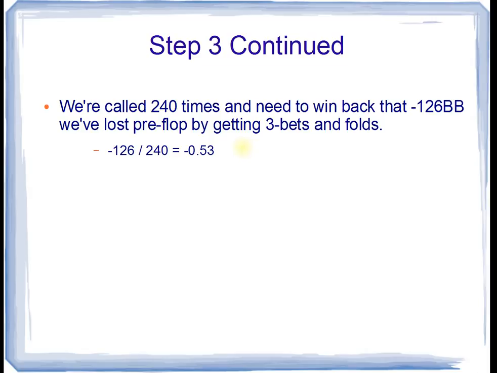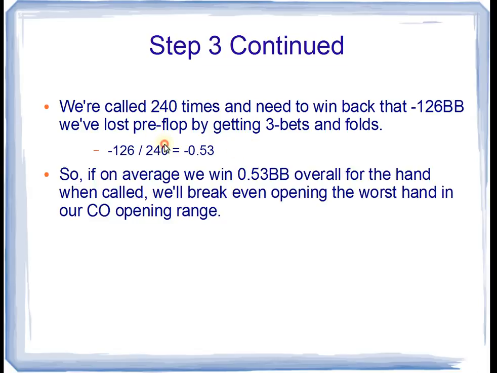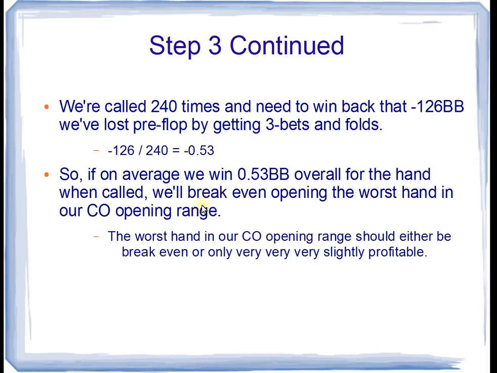That's how much money we would need to win on average per hand when we're called in order to have broken even by opening the weakest hand in our cutoff opening range. So if on average we win 0.53 big blinds overall for the hand when called, we'll break even opening the worst hand in our cutoff opening range. So let this sink in. The worst hand in our cutoff opening range should either be break even or only very, very, very slightly profitable overall.